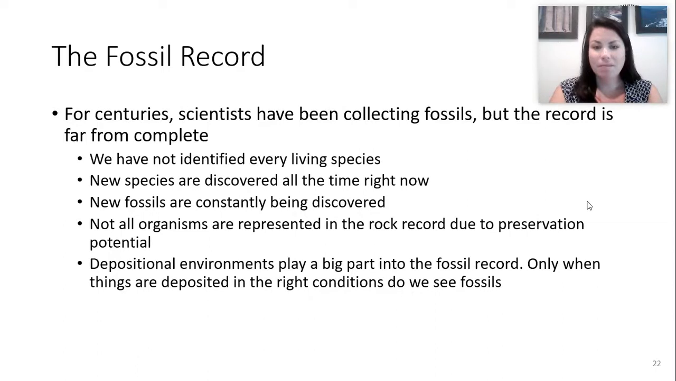Of course, fossils only really are seen in sedimentary rocks, and that has to do with the depositional environment and those very special circumstances in order for things to be deposited to preserve the fossil record. So imagine all these other animals and critters and species that we don't know about just because it was not the right geologic conditions for sediment to be deposited to preserve it. Only when things are exactly in the right conditions do we see fossils. So there's a lot of species that we don't know about or have not been preserved in the record.